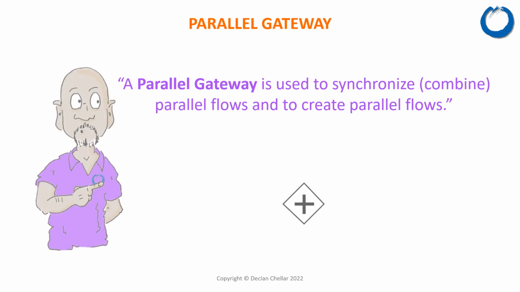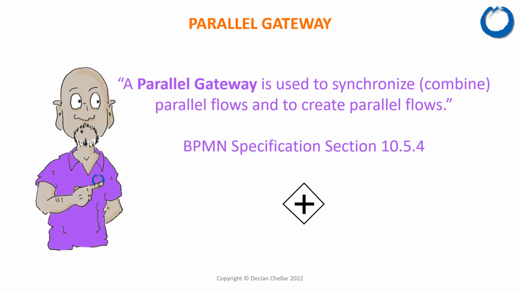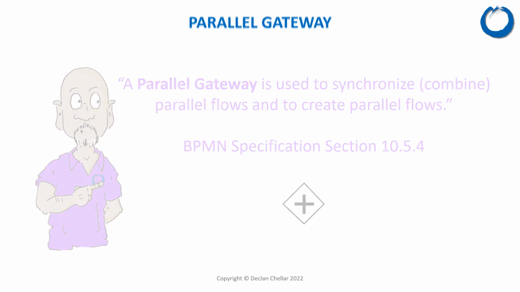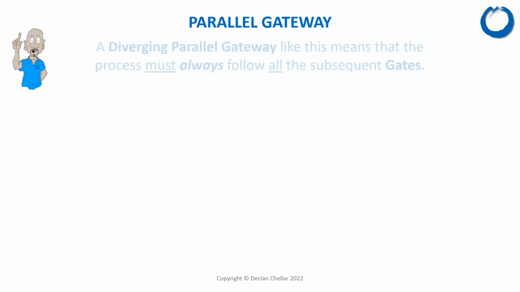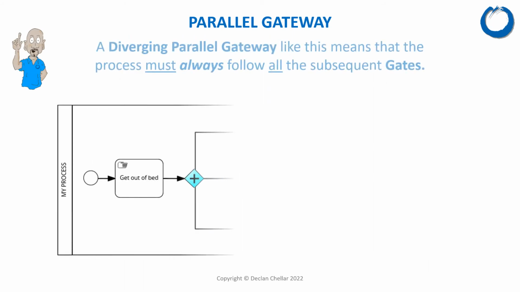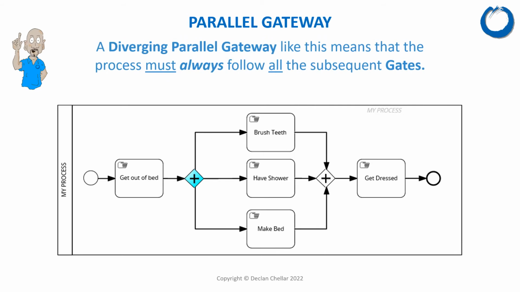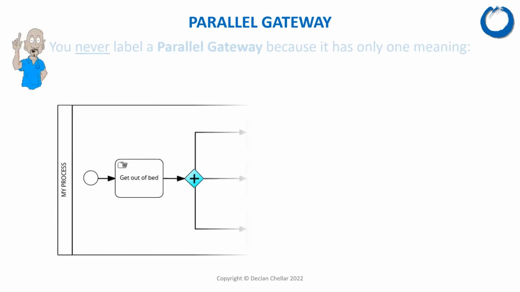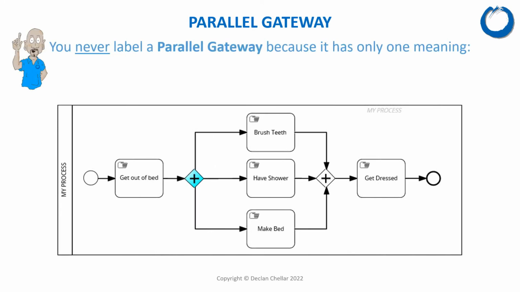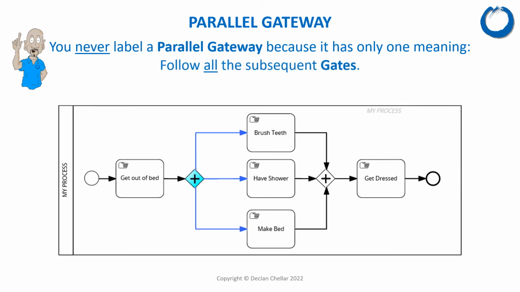Parallel gateway. A parallel gateway is used to synchronize parallel flows and to create parallel flows. A diverging parallel gateway like this means that the process must always follow all the subsequent gates. You never label a parallel gateway because it has only one meaning: follow all the subsequent gates.